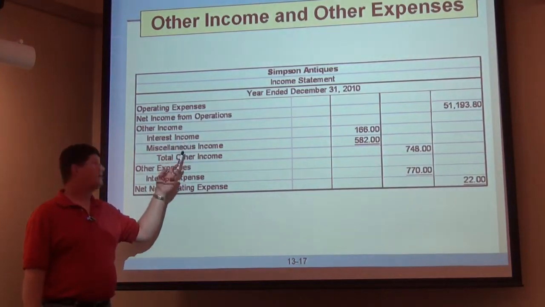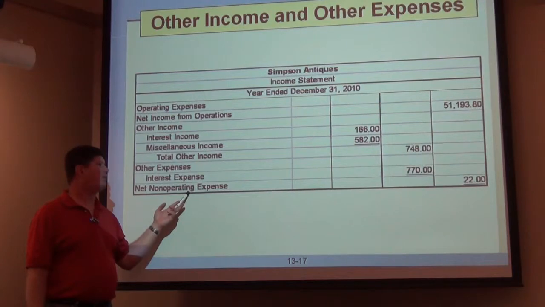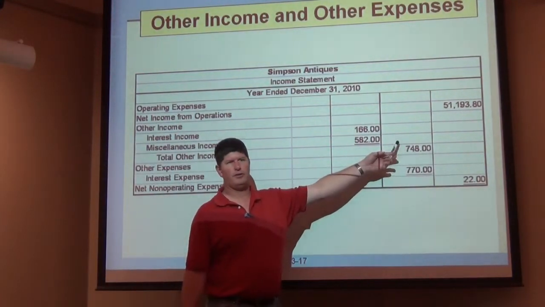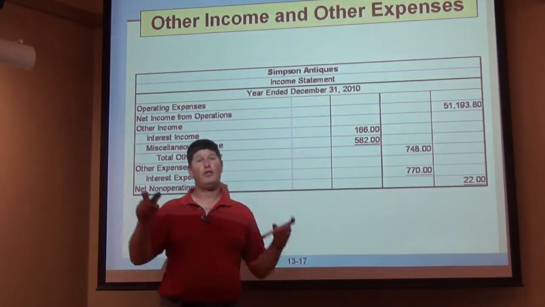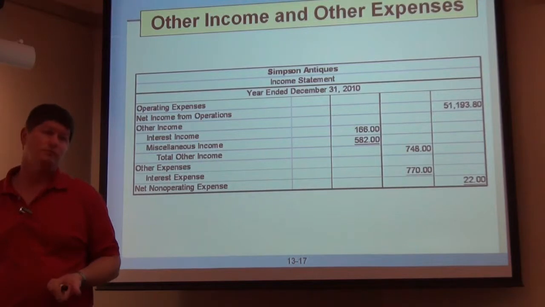So if I take my other income and I subtract my other expenses, I get net operating expense, because my expenses are bigger than my other income. So I've got an other expense of $22 in this example. Okay?